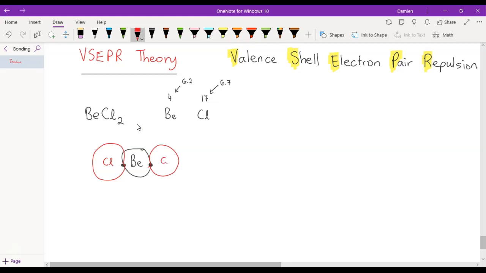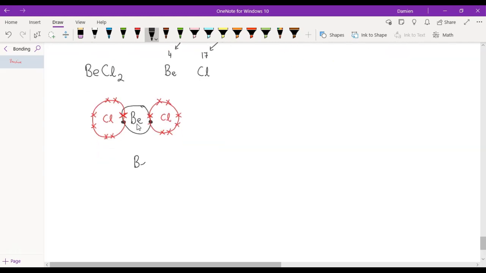So chlorine has got 7 electrons in its outer shell. So we're going to have 1, 2, 3, 4, 5, 6, and then 1 in here, and then the same on the other side. We've got 1, 2, 3, 4, 5, 6, and then 7, which is there. So now let's look at what we have. We have beryllium, and we've got a pair of electrons here shared, which gives us our single bond. We have another pair of electrons here shared, which gives us another single bond, and we've got chlorine on either side. Now some students would say, well, can the shape be something like this?